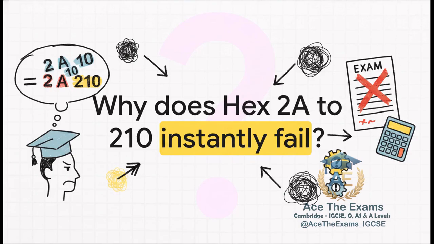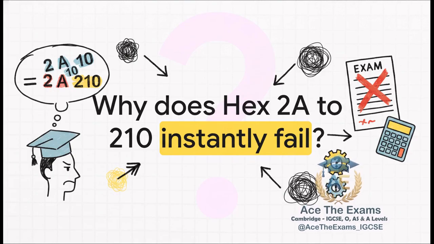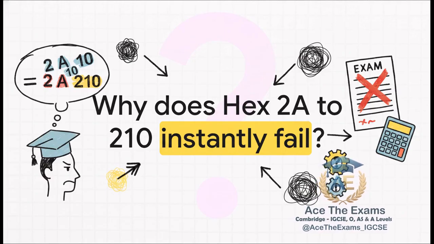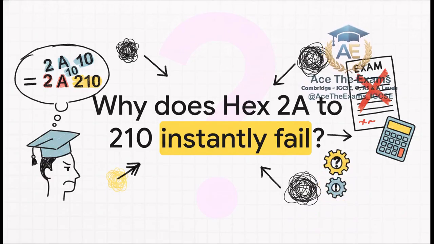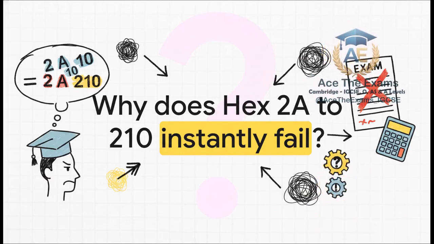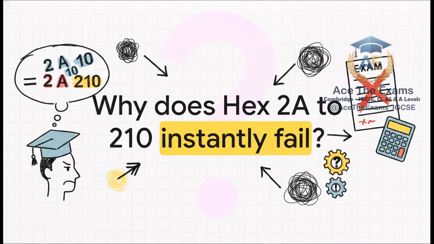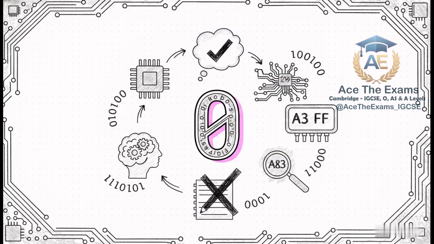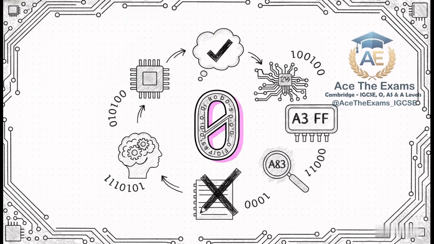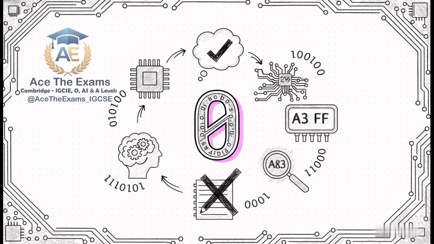So let's kick things off with a massive trap that students fall into all the time. Picture a standard exam scenario where you're asked to convert the hex value 2A into Denary. Now, in a rush, a student might write down 210, right? Because they mistakenly assume A equals 10, 2 is just 2, and they just slap those digits together on the page. Well, guess what? That careless calculation earns exactly 0 marks from Cambridge examiners.